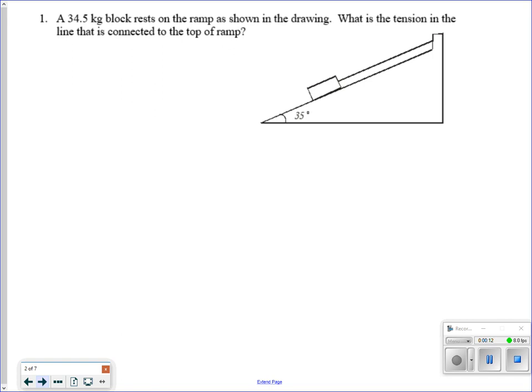Number one, as you can see, you've got something on an inclined plane. The angle is given, and since friction is not mentioned, we're going to assume there isn't any. Inclined planes are interesting because you have your free body diagram.